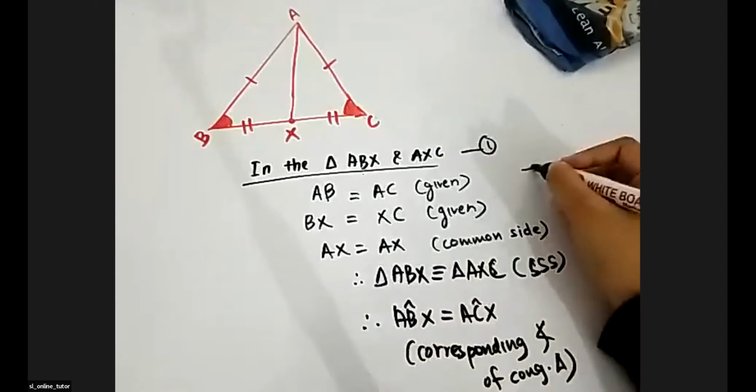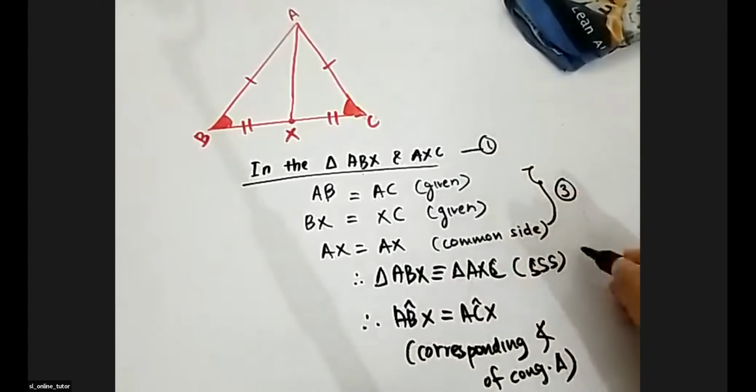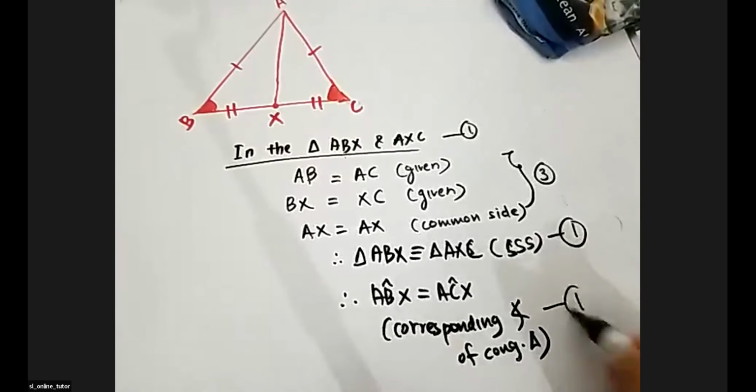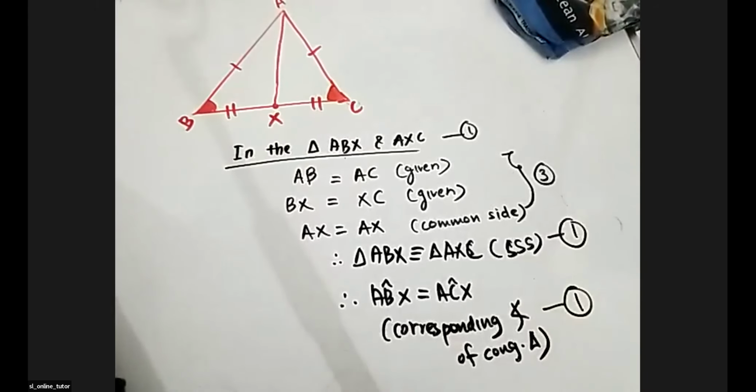So you get 3 marks here, properly writing the data, 1 mark for writing the congruency with the case, 1 mark for finalizing your answer. So altogether 9 question, 6 marks.